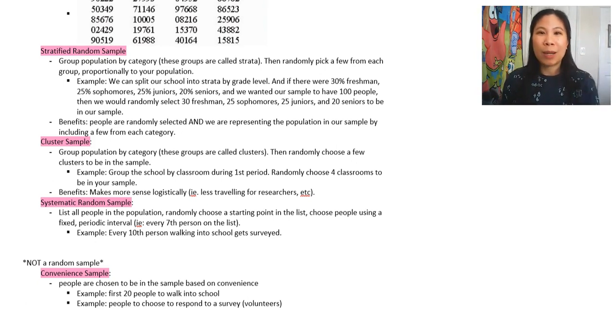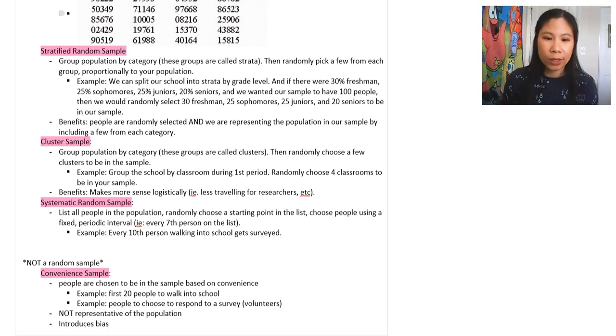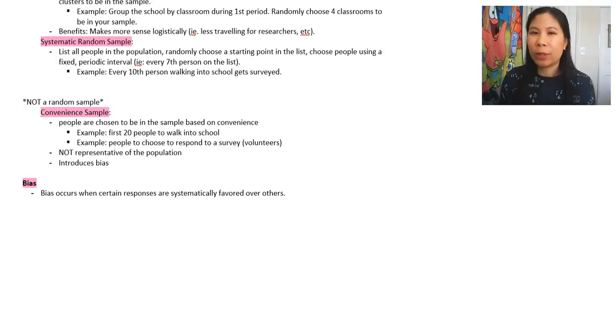So the bad thing about convenience samples is that it introduces bias, and we're not going to be representative of the overall population. So let's talk about bias then. You've probably heard of the word bias before, like when we say someone is biased towards something, but basically bias occurs when certain responses are systematically favored over others.